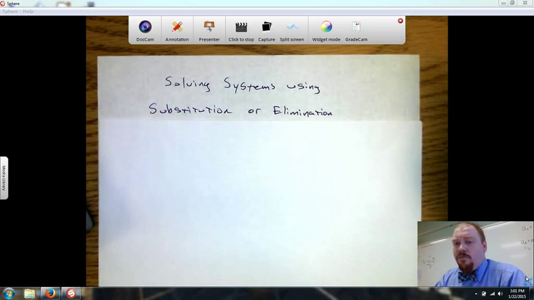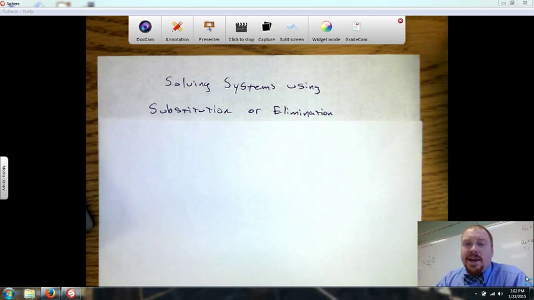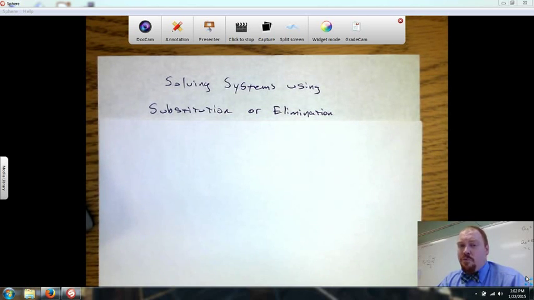Now, you would use either of these when graphing is not practical or when you need a more exact answer, because sometimes the solution would not be on an easily drawn graph, or it is fractional, so you are unable to easily tell what the solution is. Substitution and elimination do not have that problem.